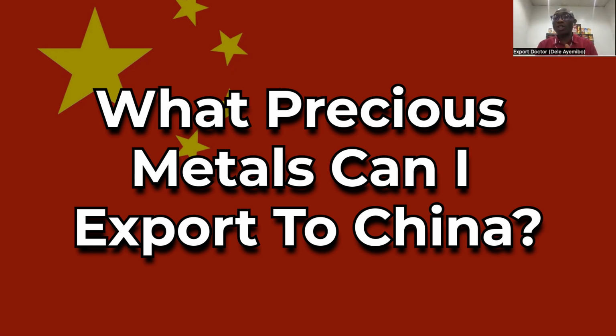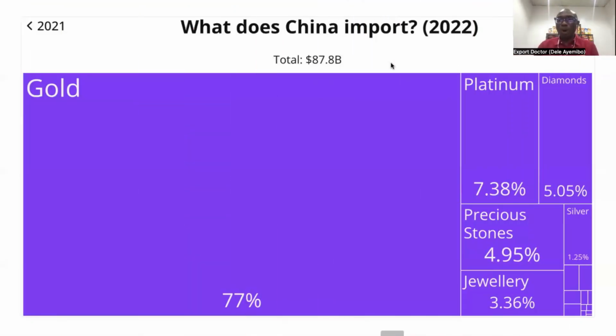And like I said, because China has been able to lift a lot of people out of poverty, China spent 87.8 billion importing different kinds of precious metals.